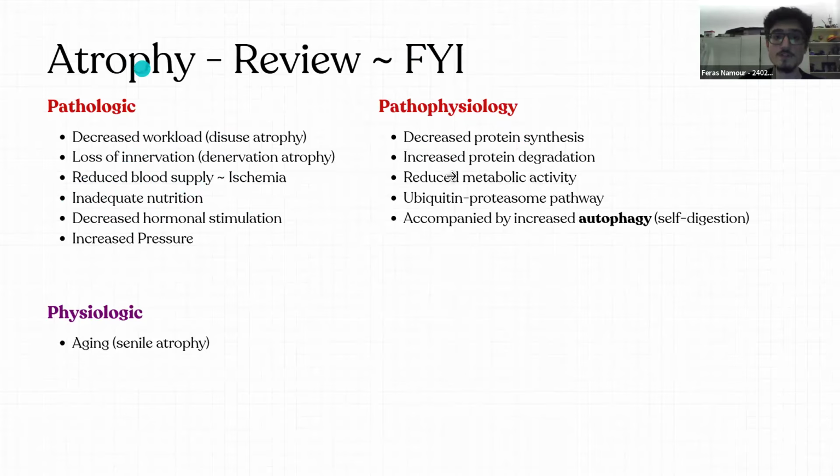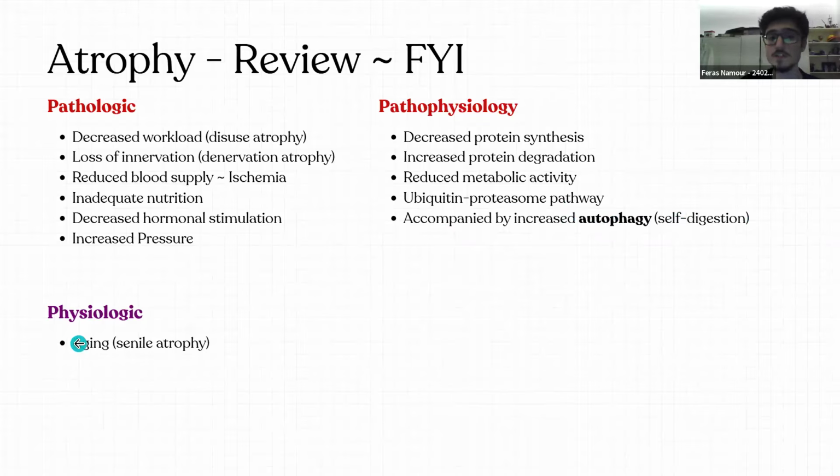Now, the pathophysiology of atrophy is as follows. Because of all of these stresses, I'm going to have decreased protein synthesis. And then I'm going to have increased protein degradation. And then it's going to reduce my metabolic activity inside the cell. The ubiquitin proteasome pathway will overactivate, and it's going to cause a lot of increased autophagy, which is self-digestion, and lipofuscin deposits. All of this is the pathological atrophy.